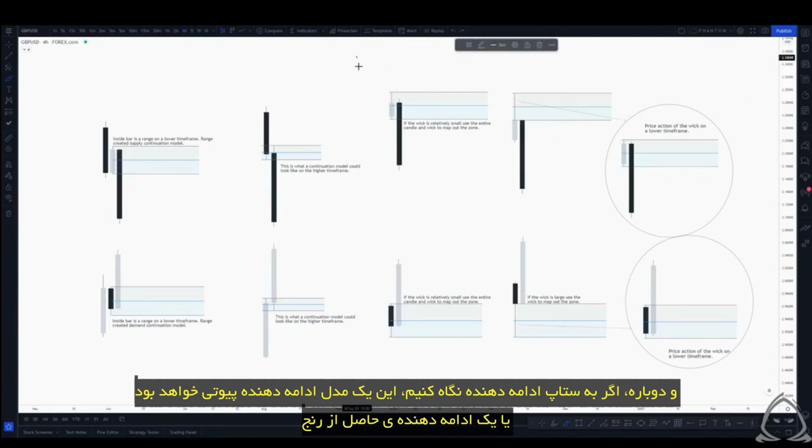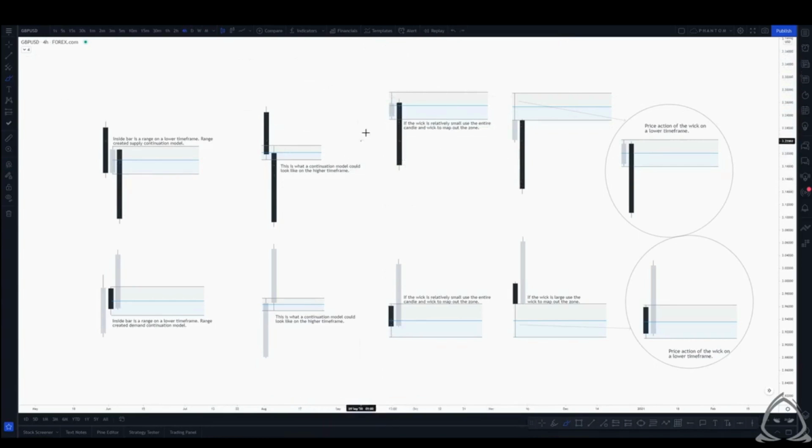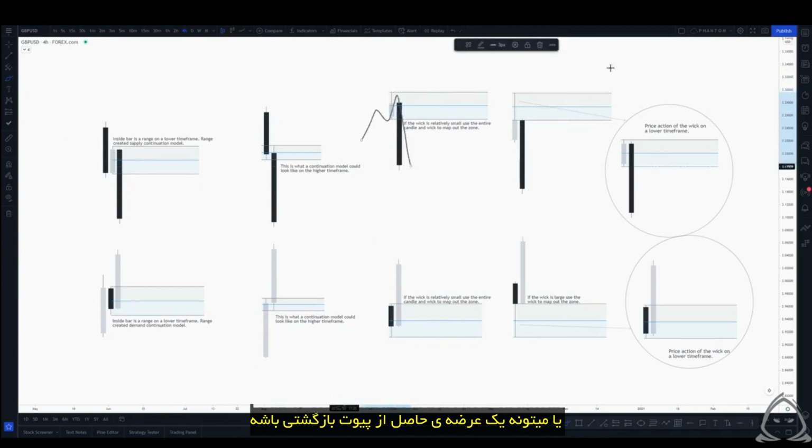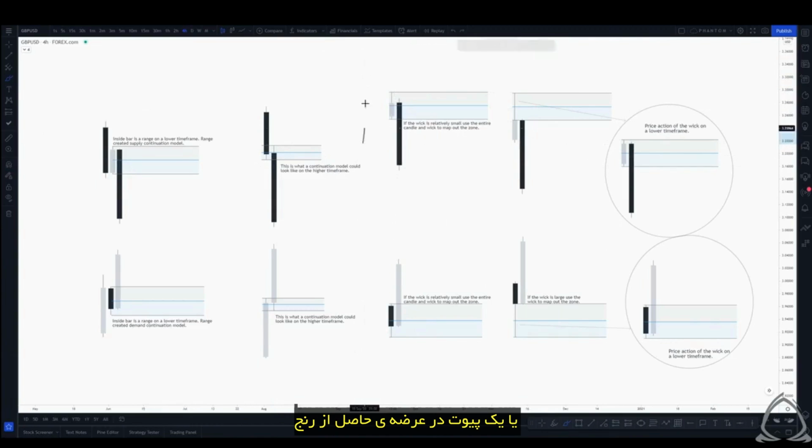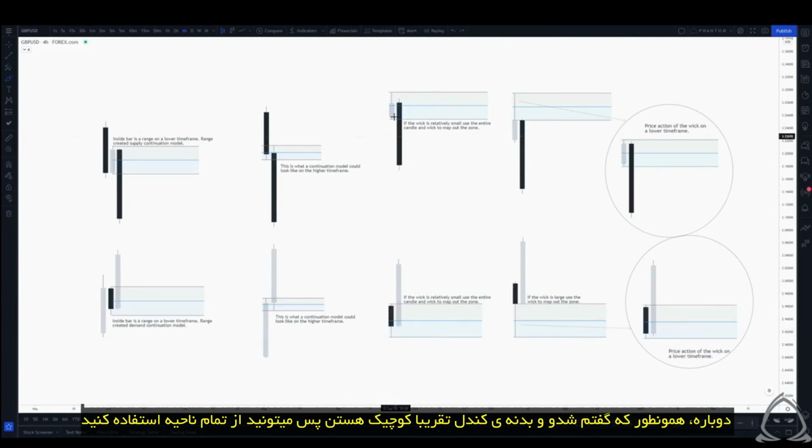And again, if we're looking at a continuation styled setup, this would be a pivot supply continuation, or this could even be a range created supply zone continuation, or again, it could be a pivot created reversal supply zone, or a pivot range bound created supply zone. So they work regardless of the zone being created, but what specifically is important is how we actually are drawing the zones. Again, like I said, the candle body and wick are relatively small, so you can use the entire zone.